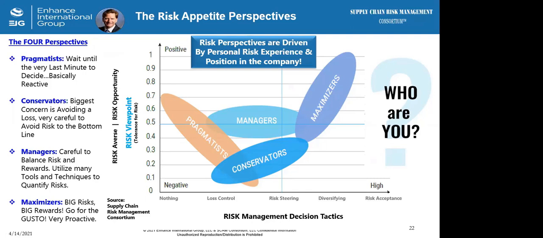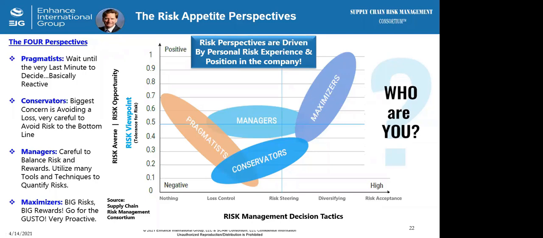This perspective looks at risk as the opportunity and competitive differentiation. Maximizers are willing to accept a big risk for big reward. Show me the money. Proactive with solid risk mitigation tactics. So those are the four perspectives. And just to note here, some companies are purely acting as pragmatists, and some companies might be between pragmatist and conservator and so forth. And we'll cover that in a few minutes.